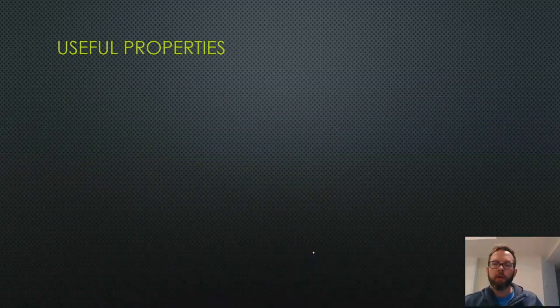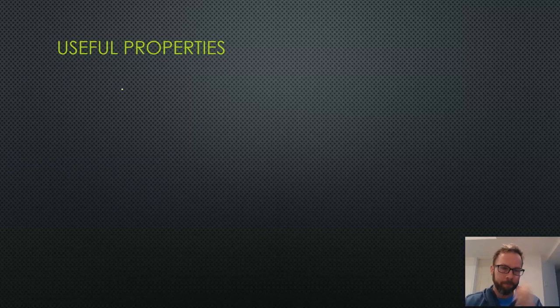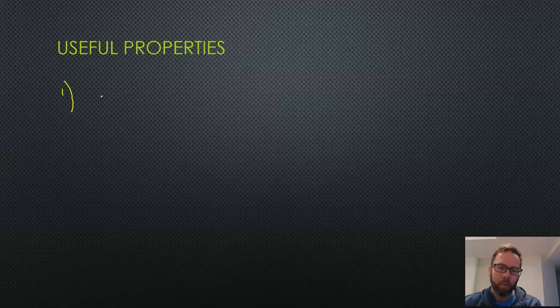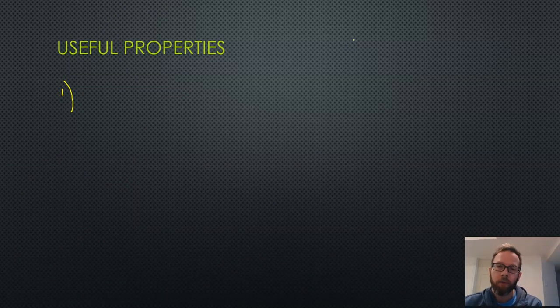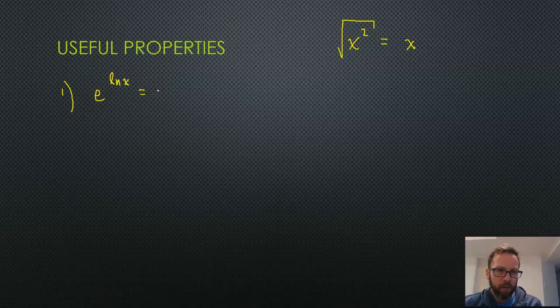Some useful properties that you know from your earlier work with logs. I'm just going to write these properties in terms of e. The first one I want to talk about is the following. Because these are inverses of each other, like for example, within reason, the root of x squared gives you x, when you do the inverse of an inverse. The same thing is true with exponentials. So if I do e to the power of ln x, this is just equal to x.